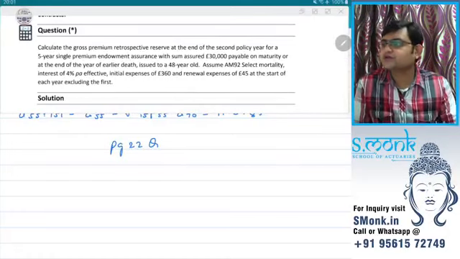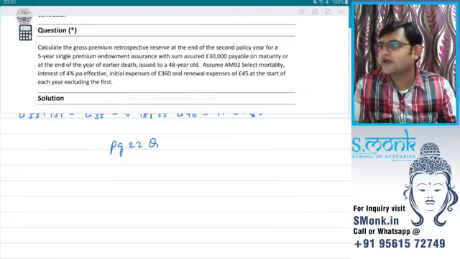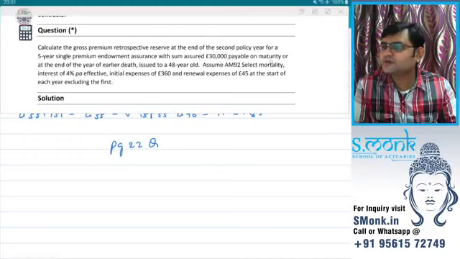We are calculating the retrospective reserve. So, a 5-year single premium endowment assurance, single premium, second policy year. A 5-year single premium endowment assurance with the sum assured of 30,000 payable on maturity or at the end of the year of earlier death.